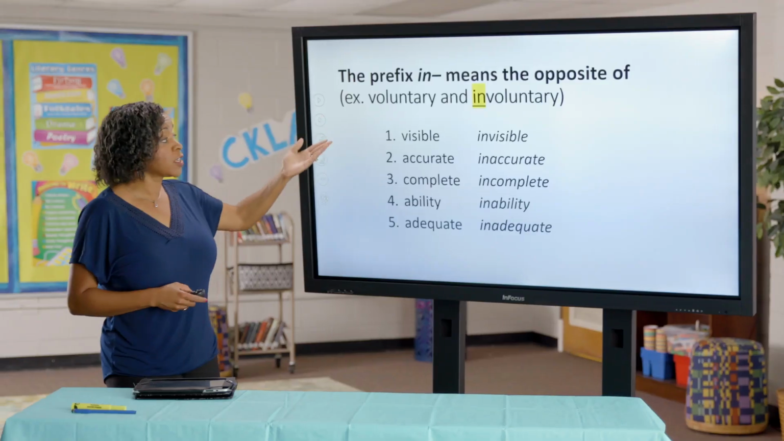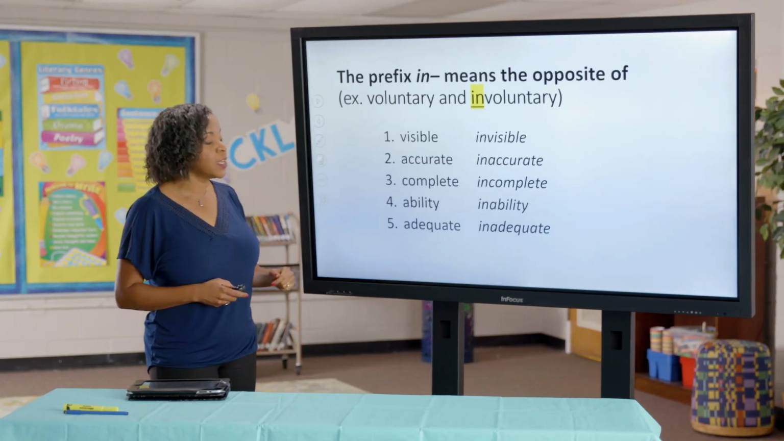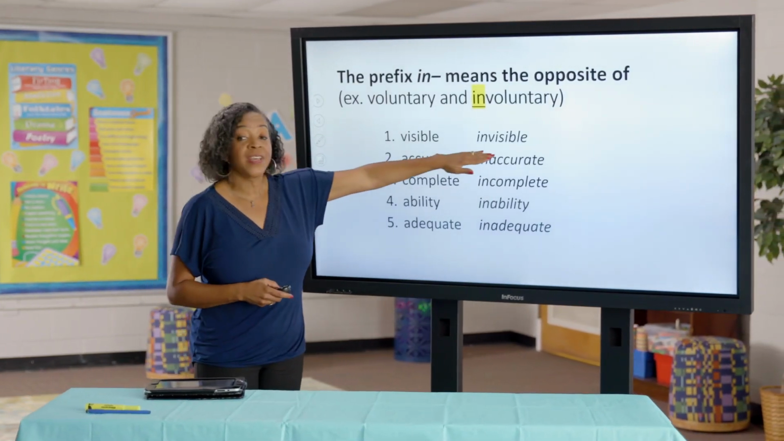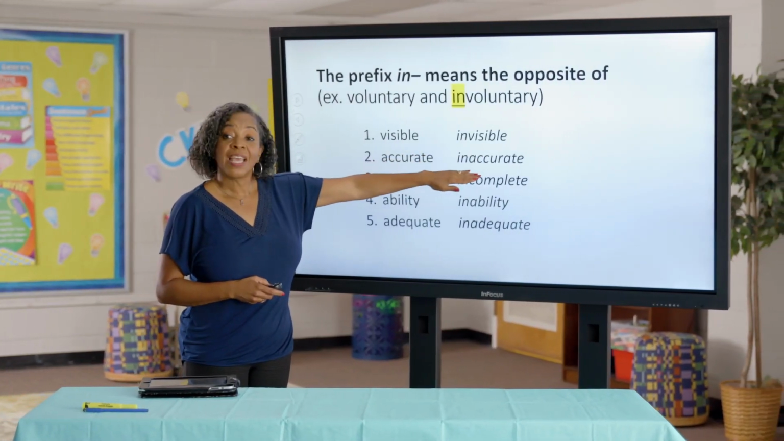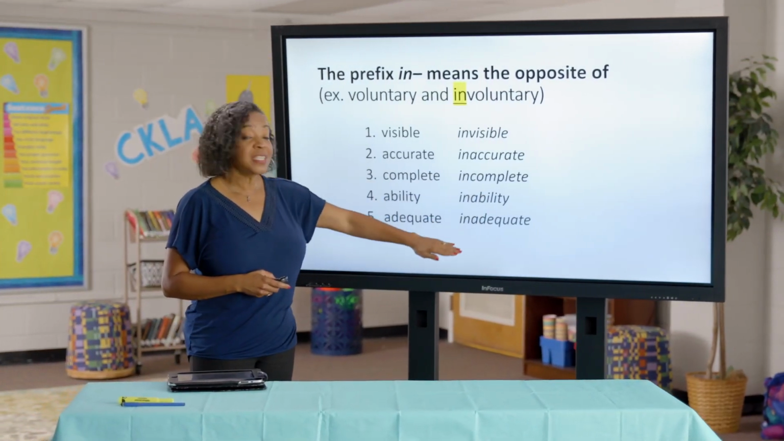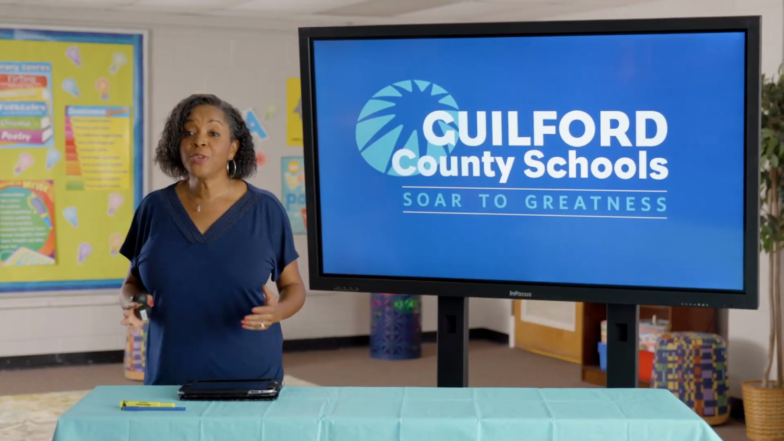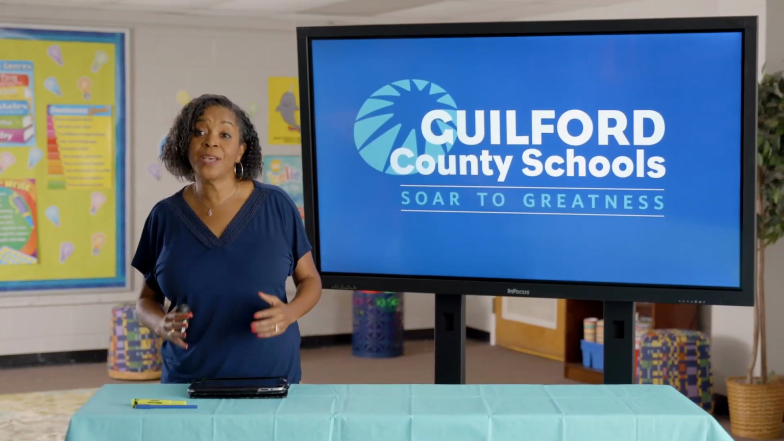So today we talked about the prefix in on the word involuntary. So let's read our words. We have invisible, inaccurate, incomplete, inability, and inadequate. So today you have learned about the muscular system and how it works together with the skeletal system.